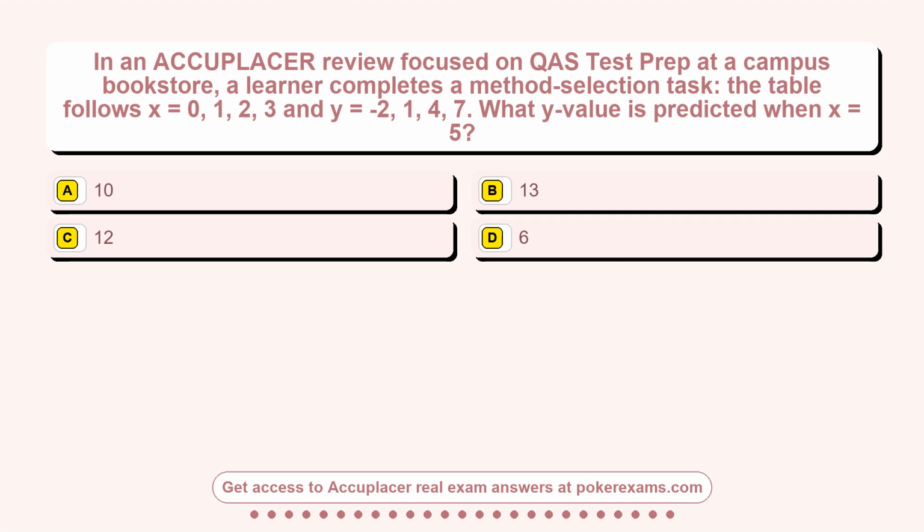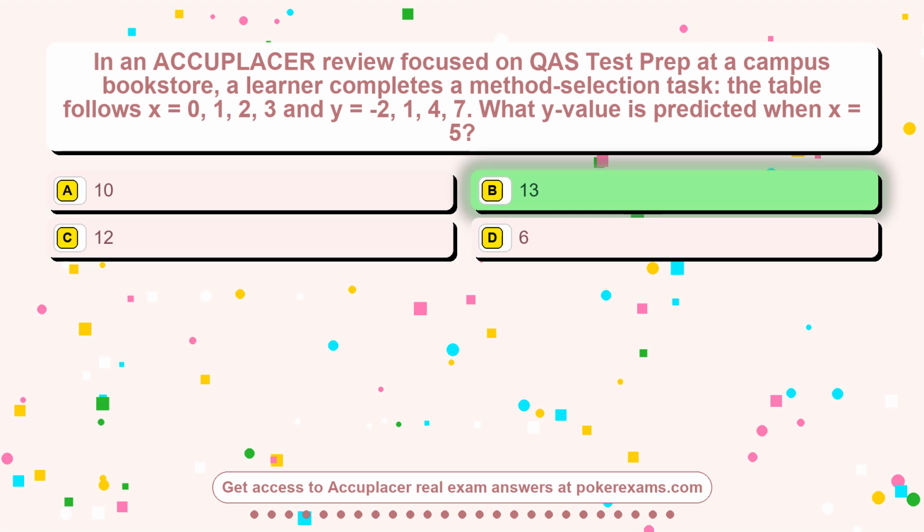Question 1. In an Accuplacer review focused on Quest Test Prep at a campus bookstore, a learner completes a method-selection task. The table follows x equals 0, 1, 2, 3 and y equals -2, 1, 4, 7. What y-value is predicted when x equals 5? Option A, 10. Option B, 13. Option C, 12. Option D, 6. The correct answer is option B, 13.